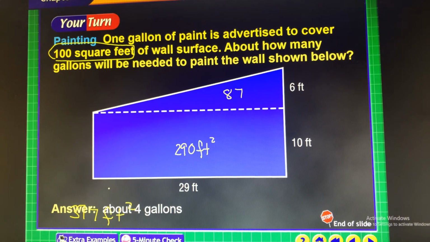I definitely hope you said 4 gallons, because if you only said 3 gallons, what are you going to do with the other 77 feet? Always better to have more paint than less paint. So you would need about 4 gallons. There you go.